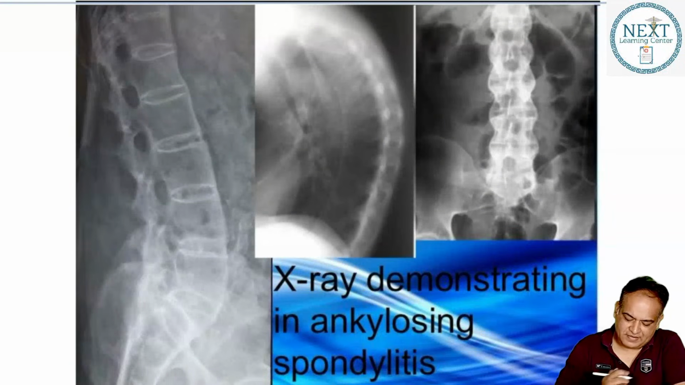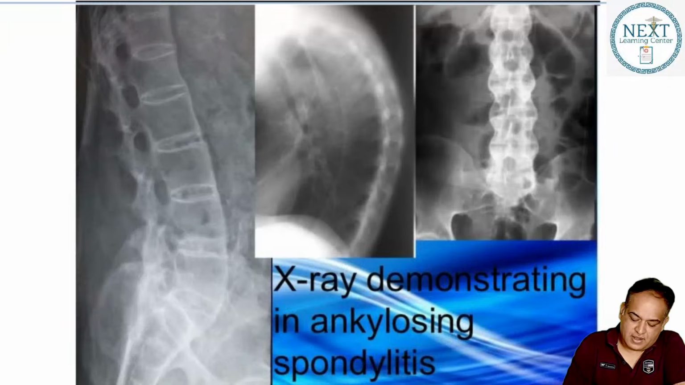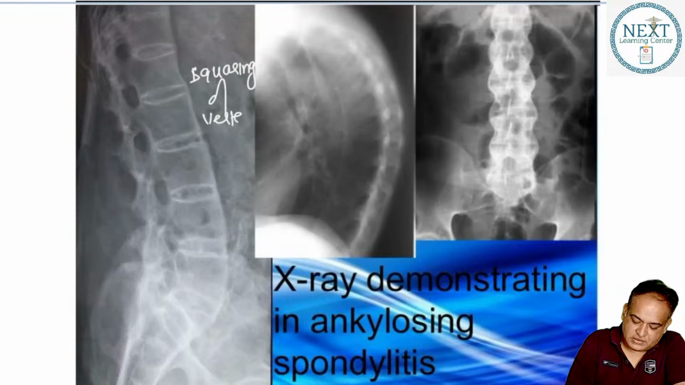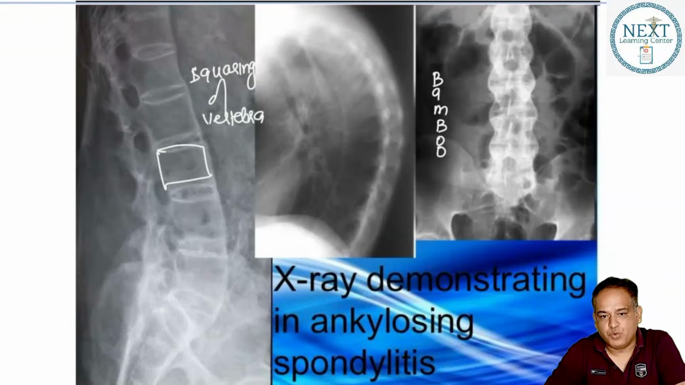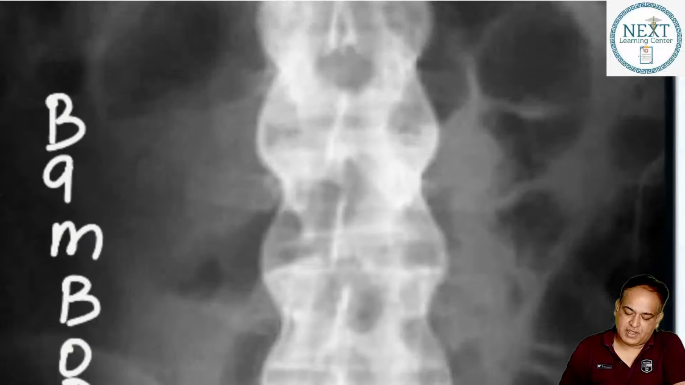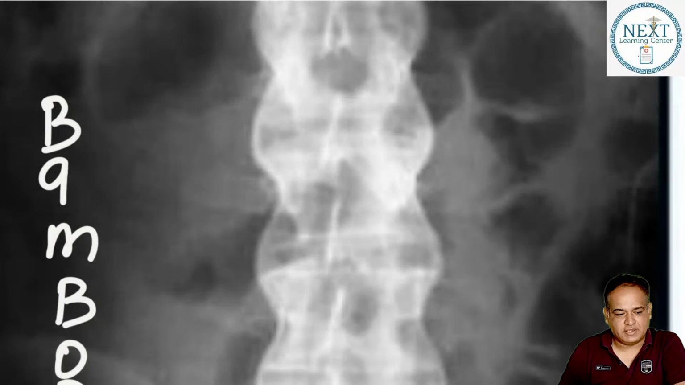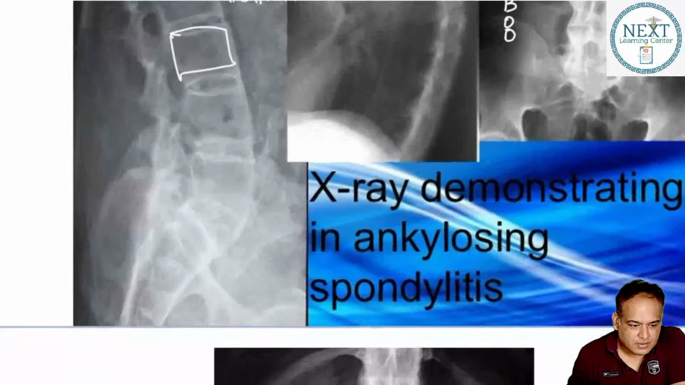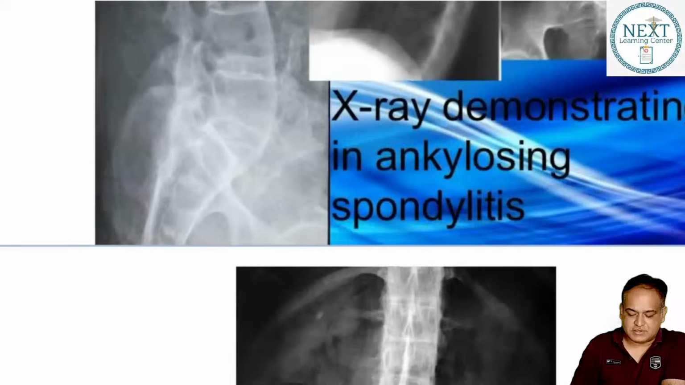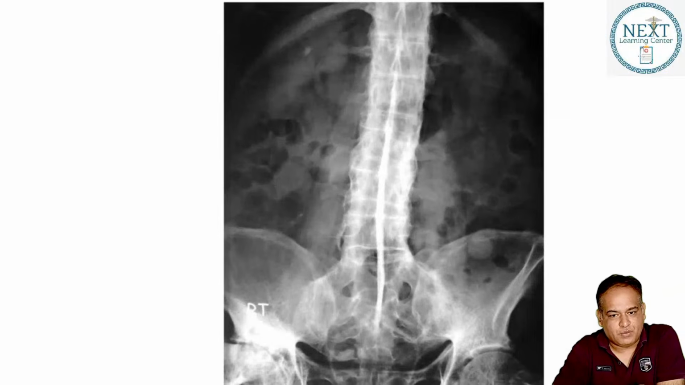Now here on the X-ray side, what do you get to see here? First thing which you get to see is squaring of the vertebra. Right. Then you get to see bamboo spine. All the vertebra you see they have fused with each other. सारे एक दूसरे के साथ जुड़ गए. Right. More than 90% of the patients are associated with HLA B27.